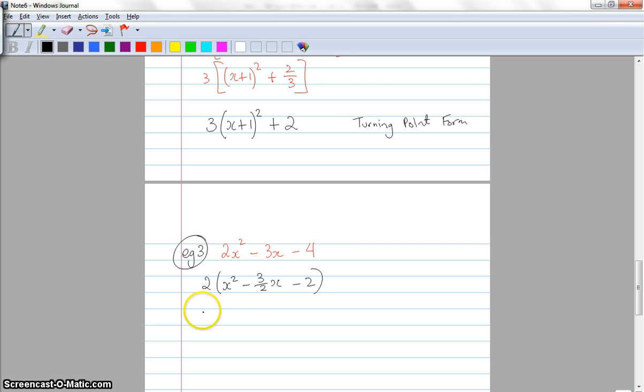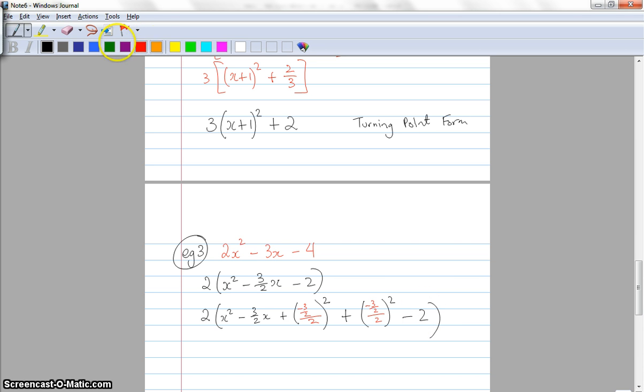So this becomes 2 times (x squared minus 3 over 2 x plus, here's where it gets a bit messy, negative 3 over 2 divided by 2, because it's always half that term, squared. Plus, I'll tidy that up in just a second. I just wanted to write that down. Again, negative 3 over 2 divided by 2, squared, minus 2.